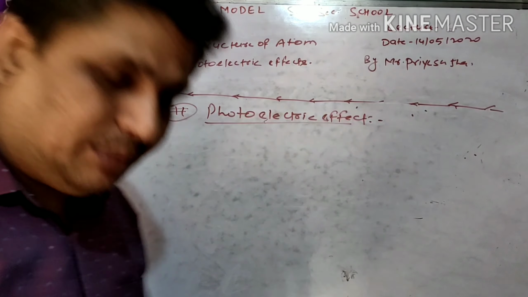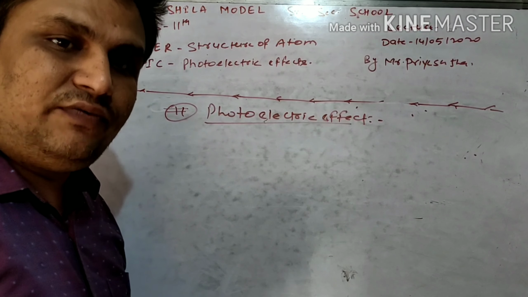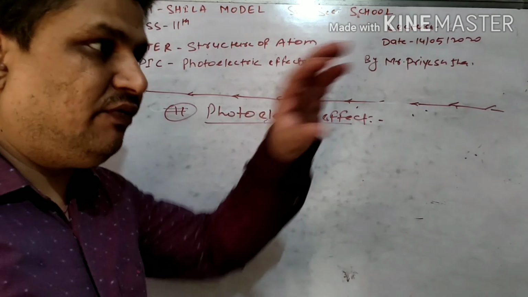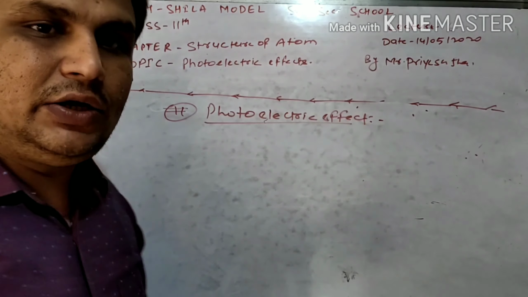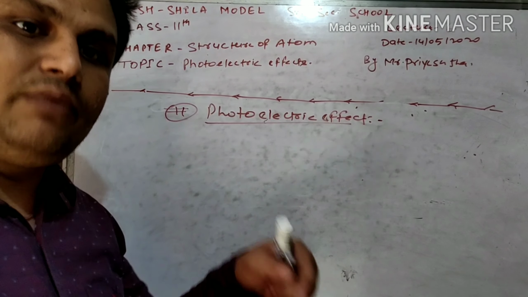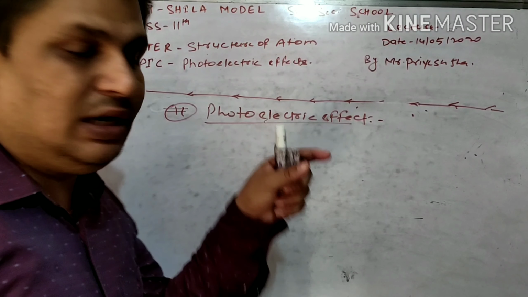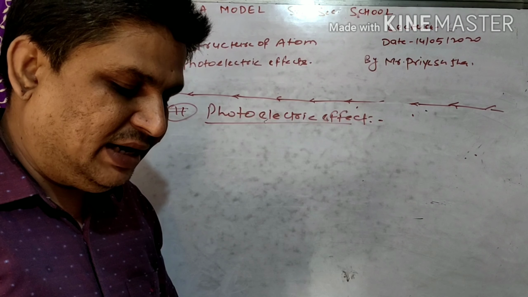Photoelectric effect is the process of emission of electrons from a metal surface when a suitable frequency of sunlight is incident on a metal plate. Okay, it is the process of emission of electrons from a metal surface when a suitable frequency of sunlight is incident on a metal surface.